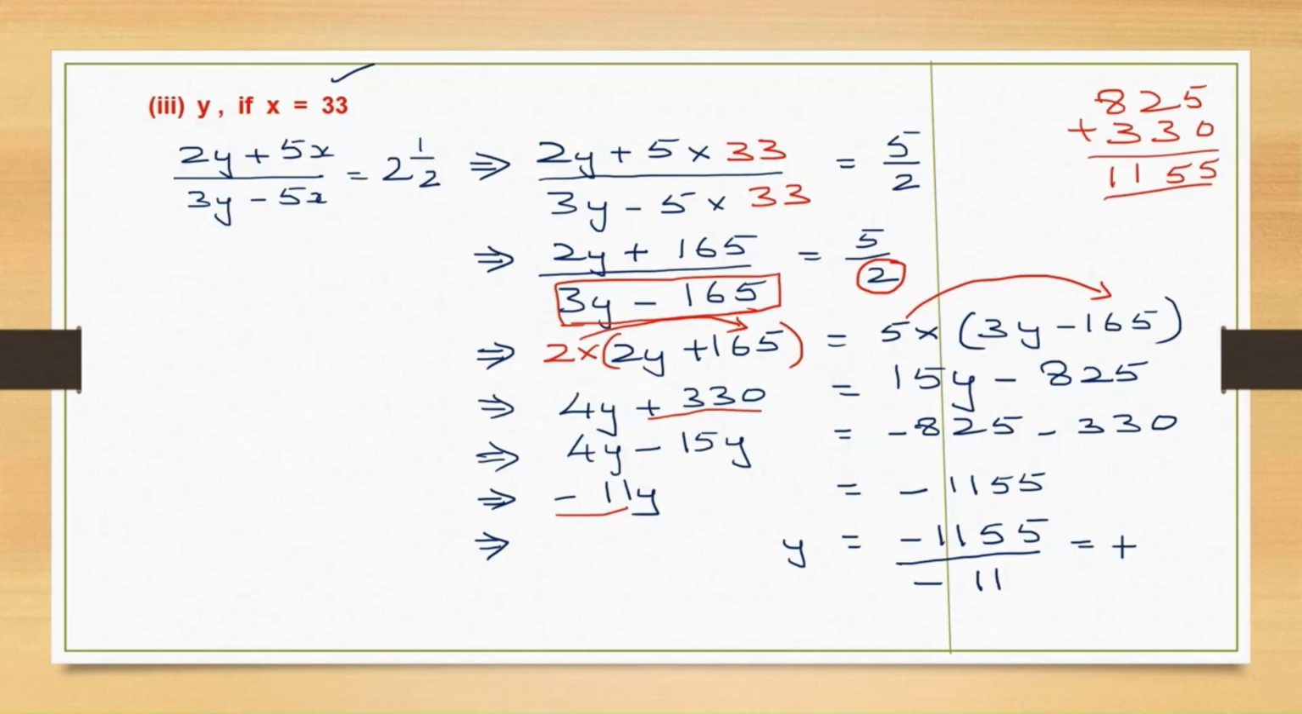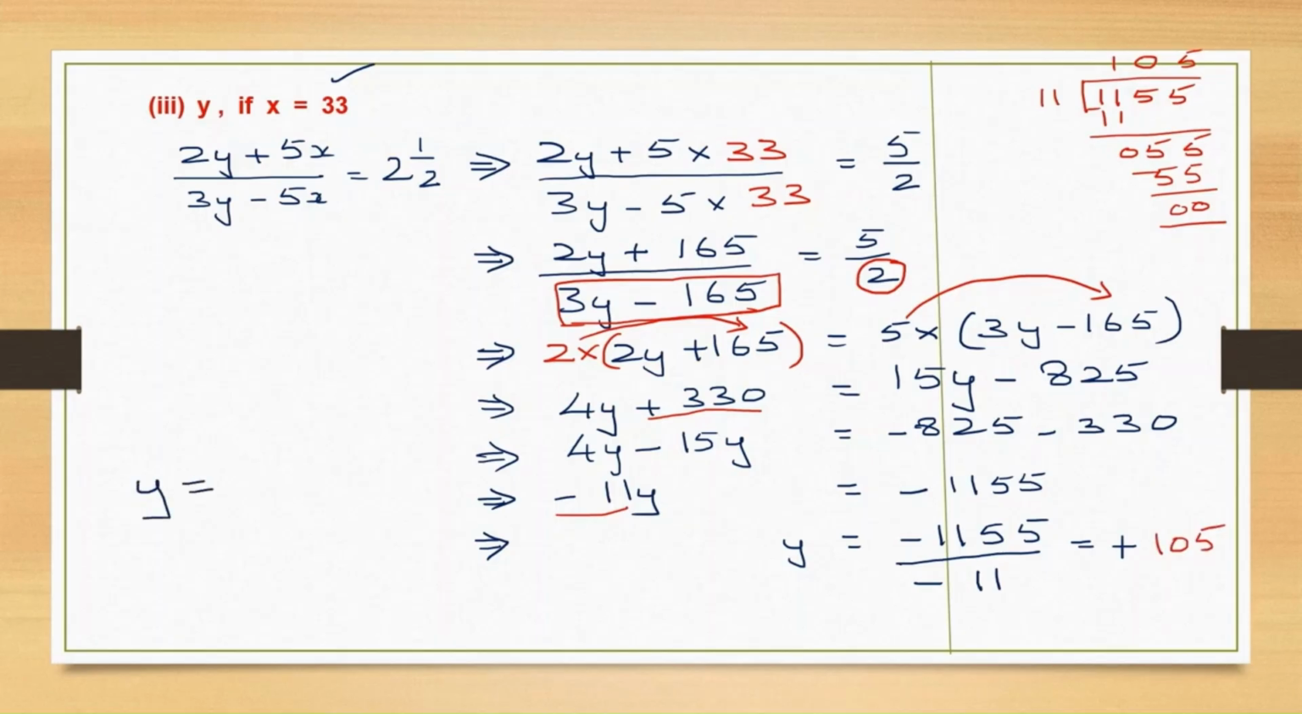1155 by 11. So 1155 divided by 11. 11 ones are 11 minus 0. I bring down 5. 5 is smaller than 11, so I put a 0 and I bring down the next number, 55. 11 5s are 55 minus 0. So what do I have there? 105. So I've got my answer. The value of y equals 105. So this is our final answer.